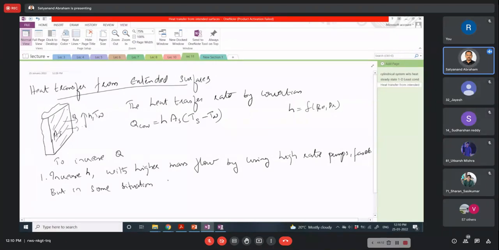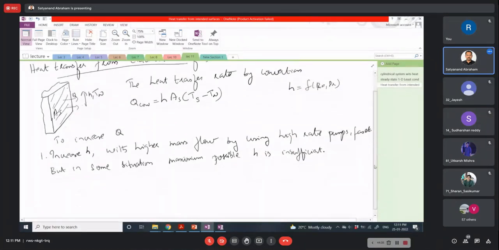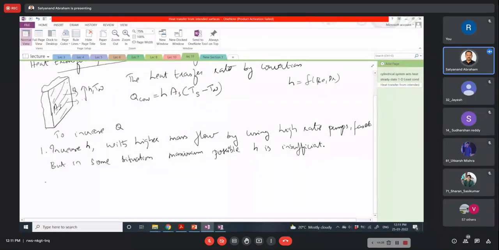So in some situations, maximum possible H is insufficient. Okay, insufficient. And again, in order to have the maximum possible, the running cost, etc., are going to be very high. So that is the one possibility of increasing the Q. And we said that it is a bit costly and also running cost is going to be high.